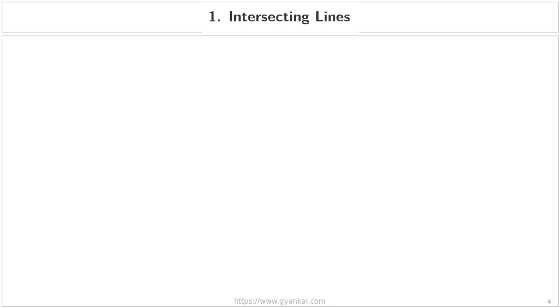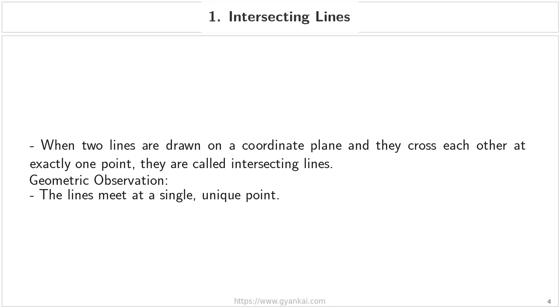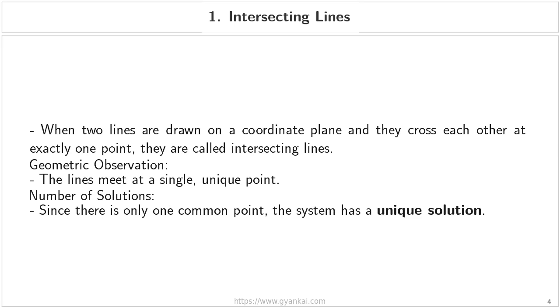1. Intersecting lines. Now that we understand that a solution is essentially a shared point between two lines, let's look at our first scenario, intersecting lines. Imagine you are drawing two lines on a coordinate plane, and as you extend them, they cross each other at exactly one single point. When this happens, we call these intersecting lines. If we look closely at the geometric observation here, you'll notice that the lines meet at a single, unique point. Because this specific point is the only place where the two lines occupy the same space, it represents our solution.